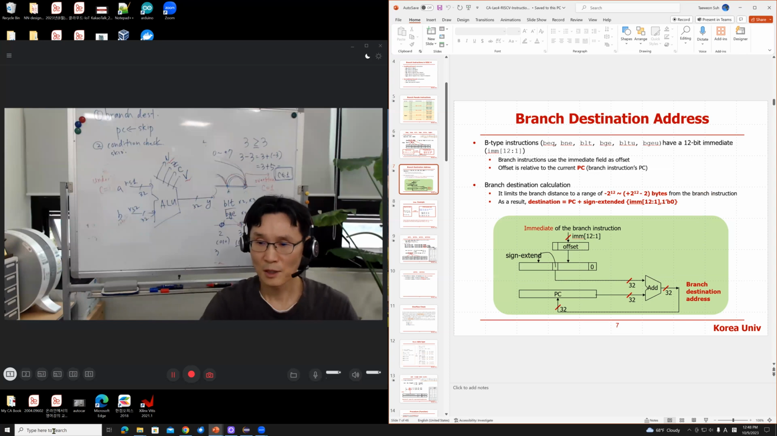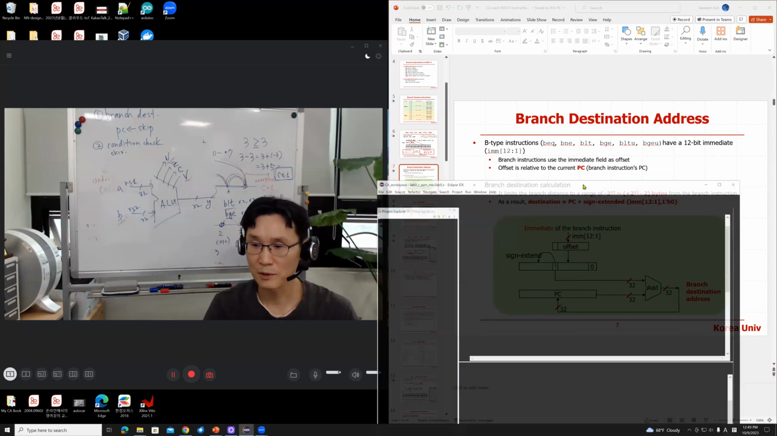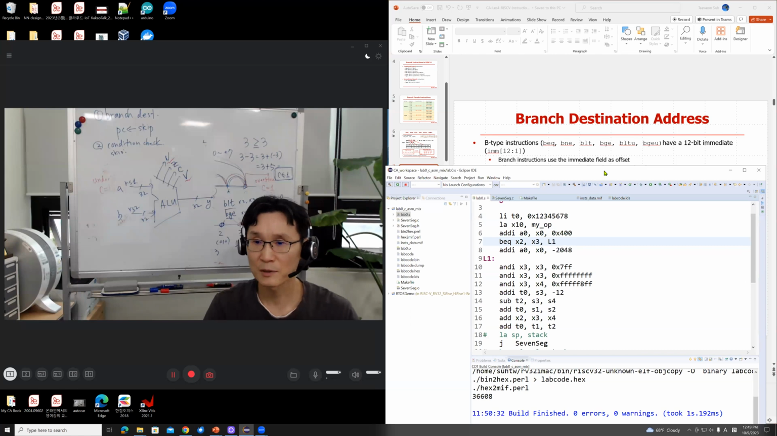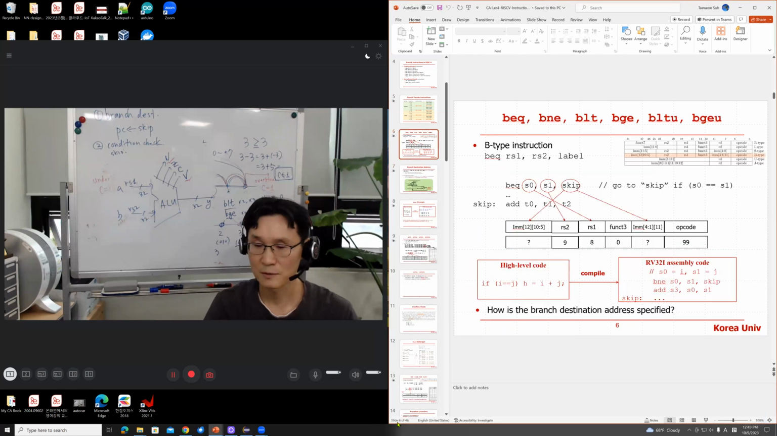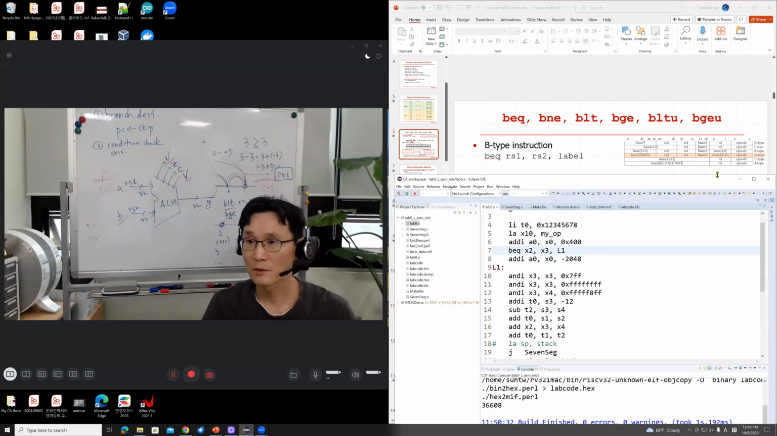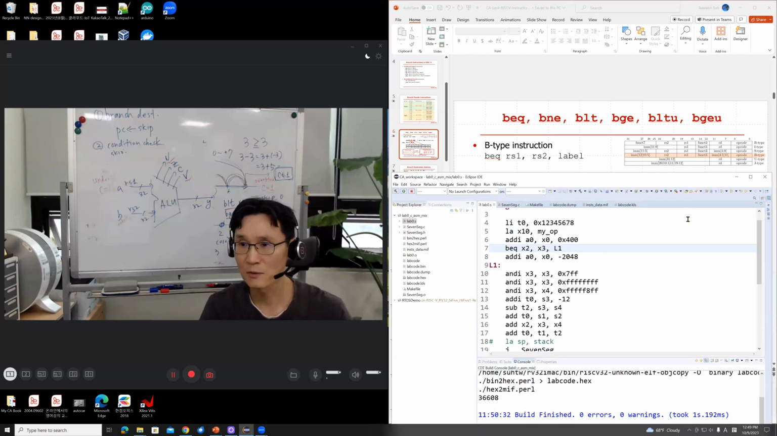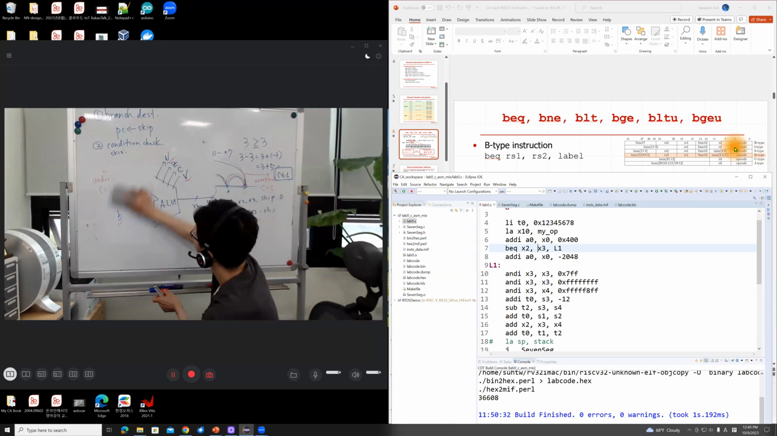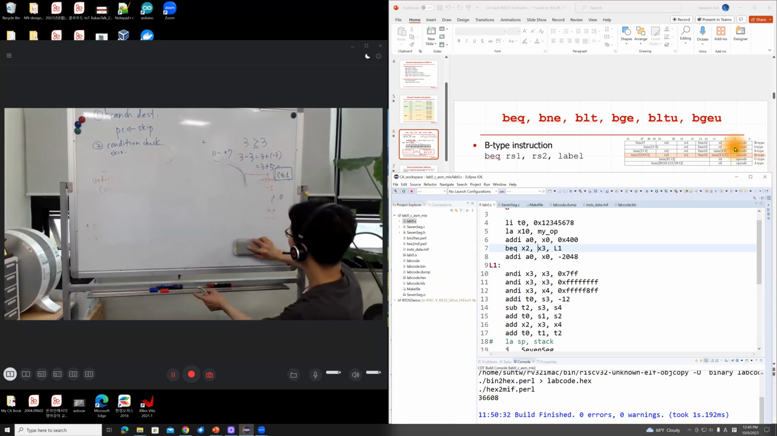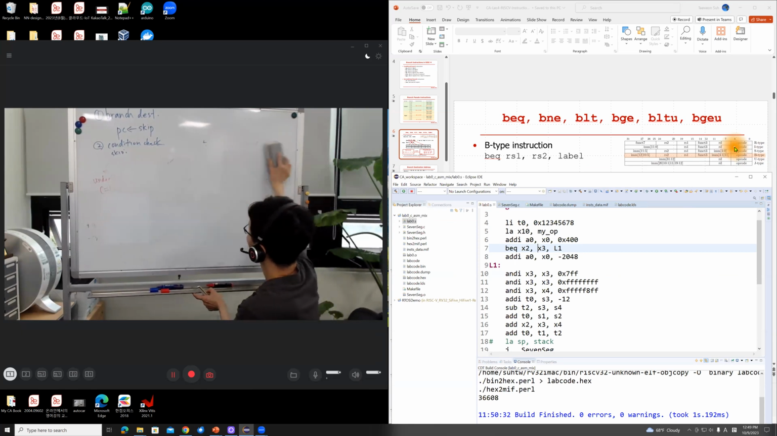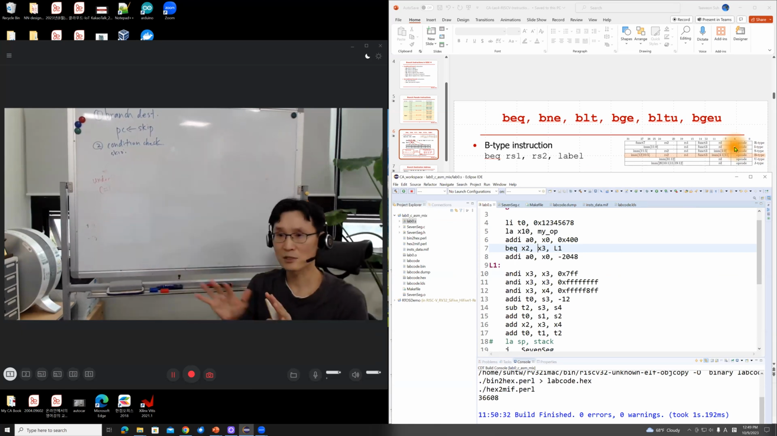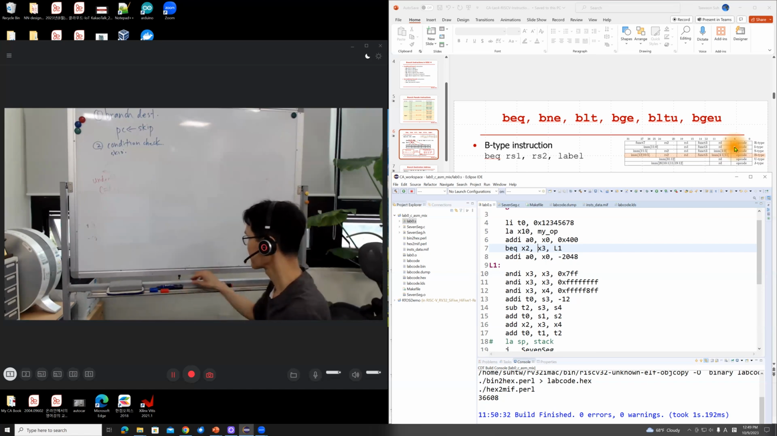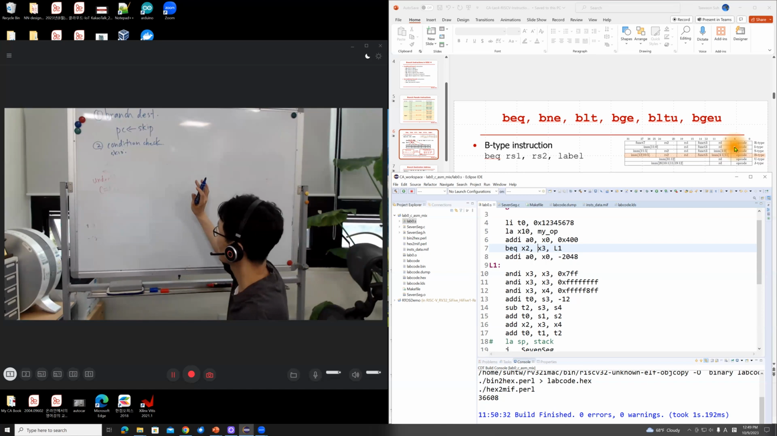So let me show you one example. It is probably boring, so I'm not sure how effective it is, because the encoding is very nasty, the B-type encoding. The immediate, the distance, is encoded in the immediate, but in the machine code, the immediate is distributed in a nasty way. I'm not sure how effective it is to show you machine code, but let me try.